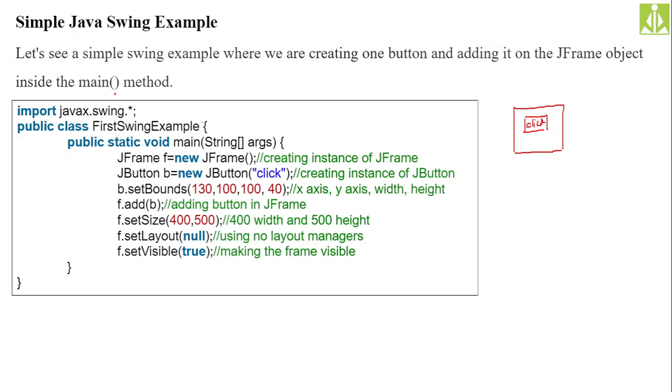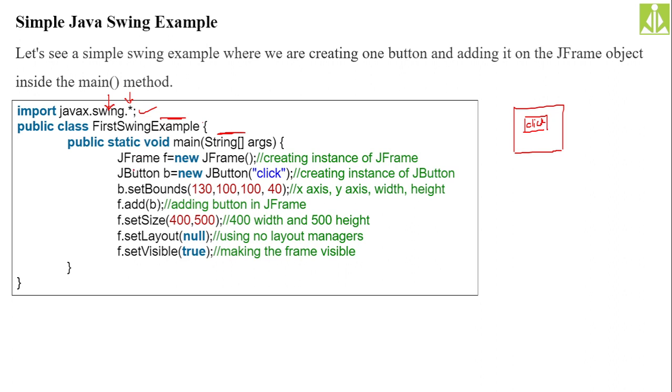So how are we doing that? First of all, in order to write a Swing application, you need to import the Swing package into your application: import javax.swing.*. This will include all the predefined classes and interfaces inside the Swing package in your program. Then we write our regular class. As you can see, we are not extending this regular class from the frame class. Inside the main method we are writing the code.